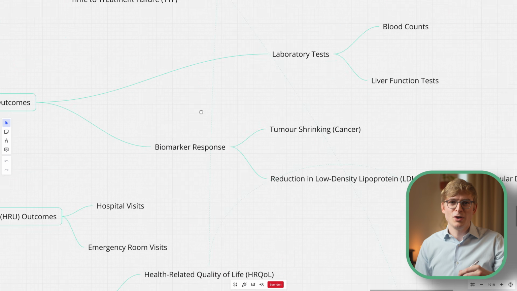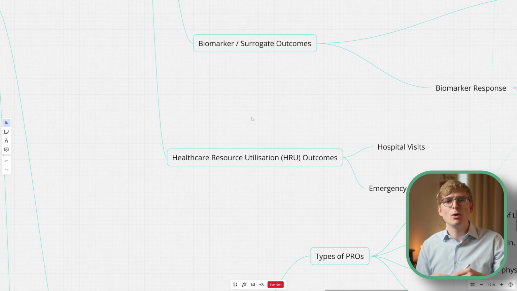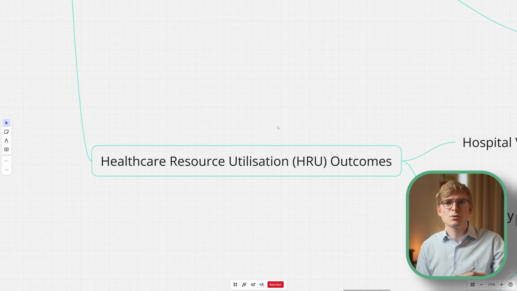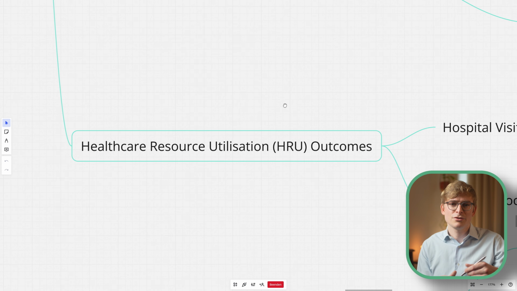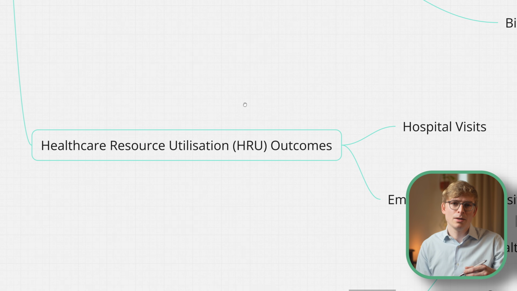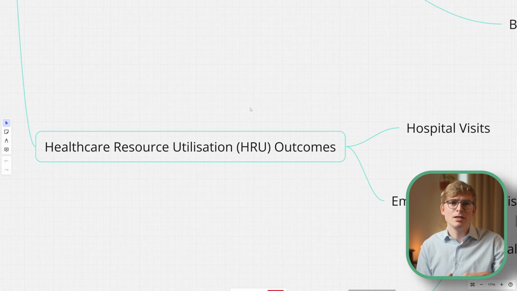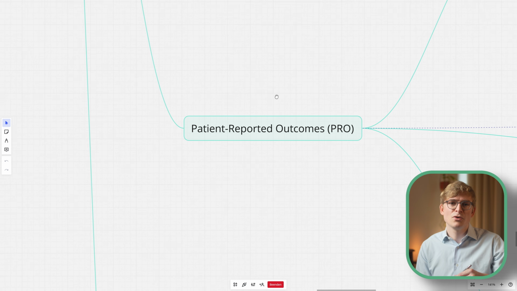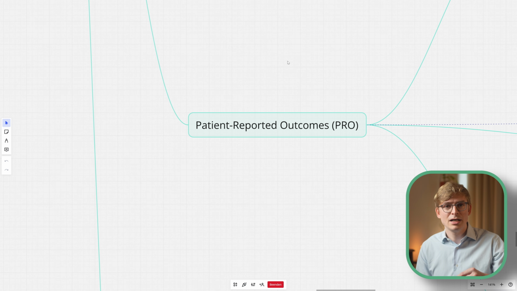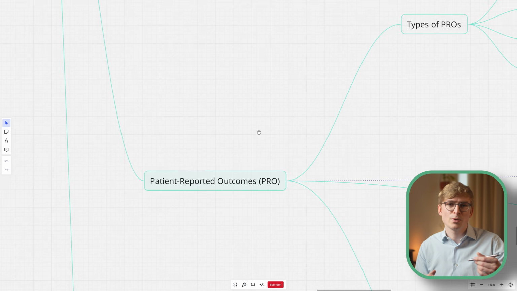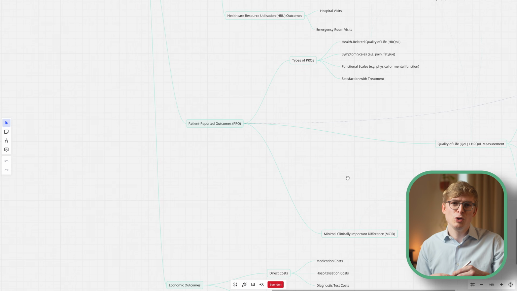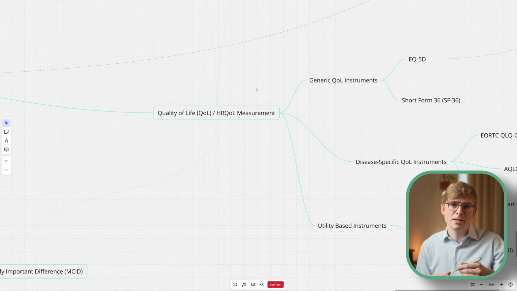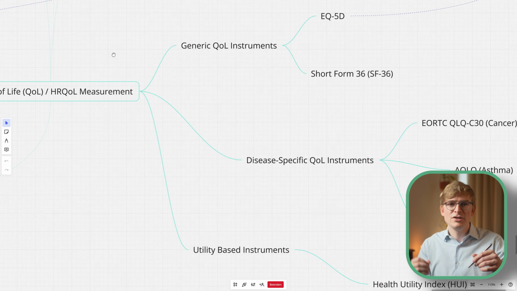Jumping to the last subnode of our clinical outcomes, trials may also measure healthcare resource utilization outcomes, which overlaps with the economic outcomes, which I'll discuss shortly. Before we look at economic outcomes, we should follow the path down to the patient-reported outcomes, or PROs. As you can see, there's many different types of PROs, such as health-related quality of life, symptom scales, or satisfaction with treatment. Taking a closer look at QOL measurement methods, we can further differentiate 3 QOL instruments, including generic, disease-specific, and utility-based instruments.